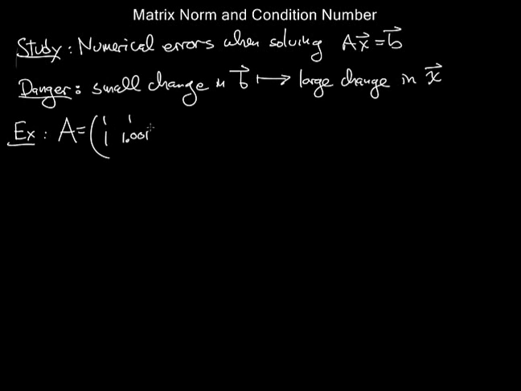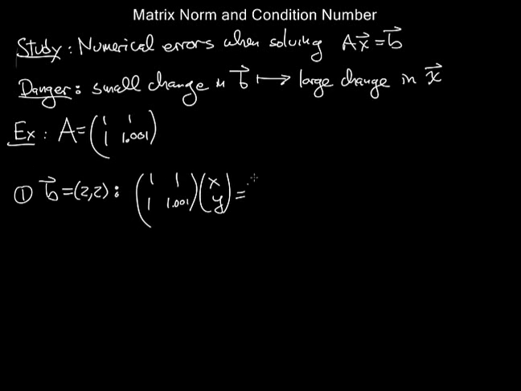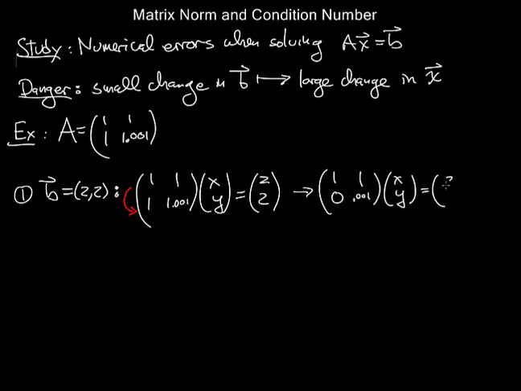Take A to be this matrix. It's close to 1, 1, 1, 1, but there's a little change in the lower right-hand corner. Now, if b is the vector 2, 2, you get this equation. And let's solve this. Well, of course, it's Gaussian elimination. Subtract the first row from the second, and you get the equation like this. And now that 0.001 in the lower right-hand corner says that y has to be equal to 0. And the solution to this equation is, therefore, x is equal to 2 and y is equal to 0.